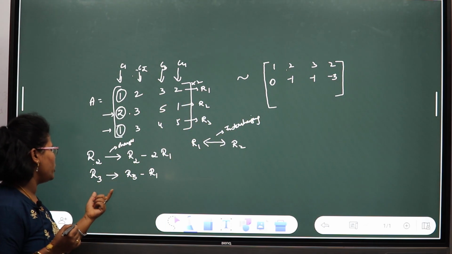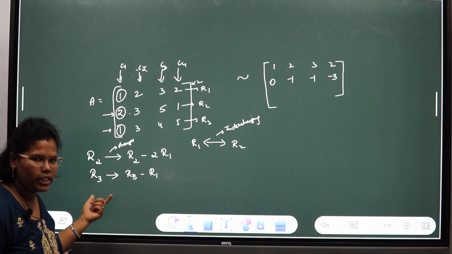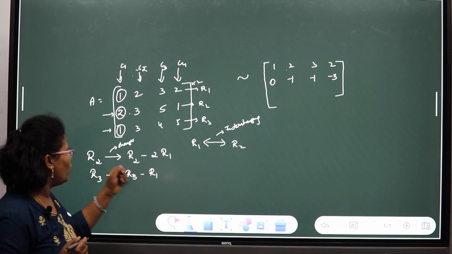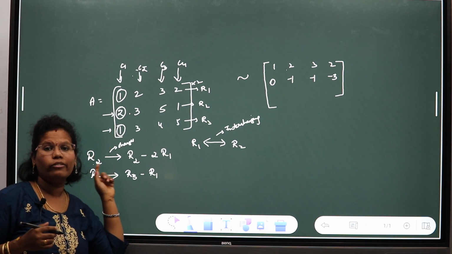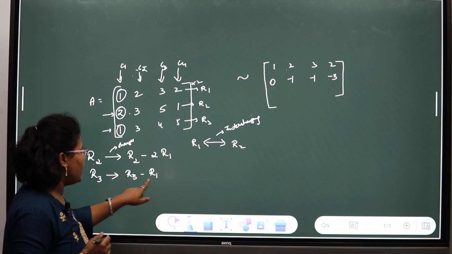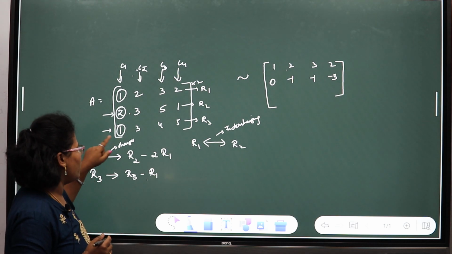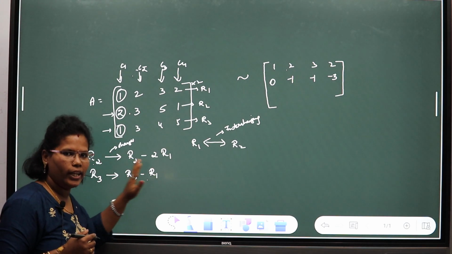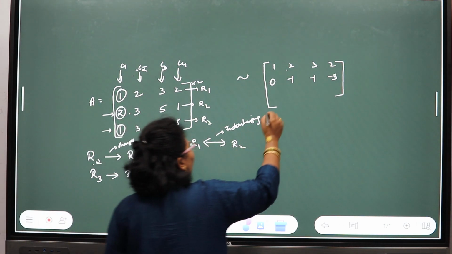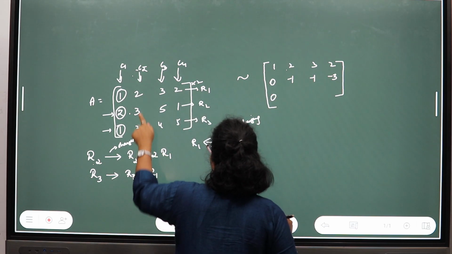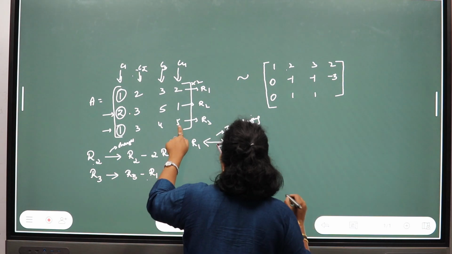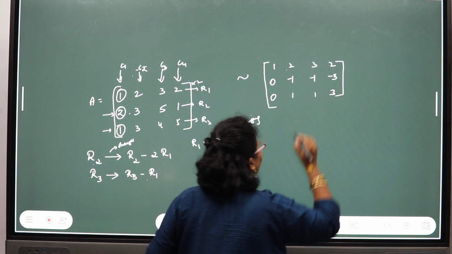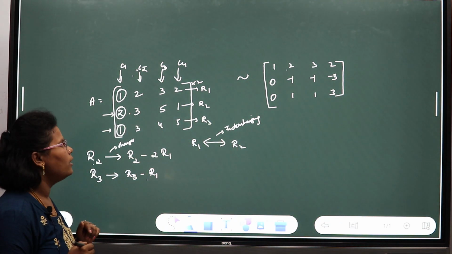Now similarly I am changing R3. How am I changing R3? R3 minus R1. Directly I am subtracting because I have 1 over here. If at all you have 3, you have to take 3 times R1. If it is 5, you have to take 5 times R1. Okay. Clear? Next. So 1 minus 1, 0. 3 minus 2, 1. 4 minus 3, 1. 5 minus 2, 3. Okay.